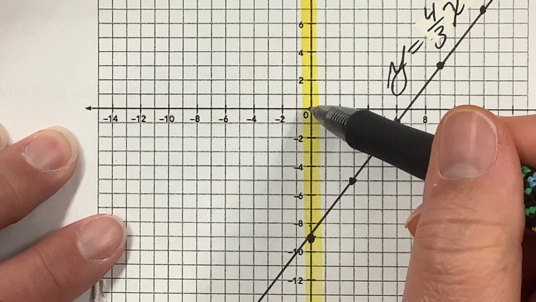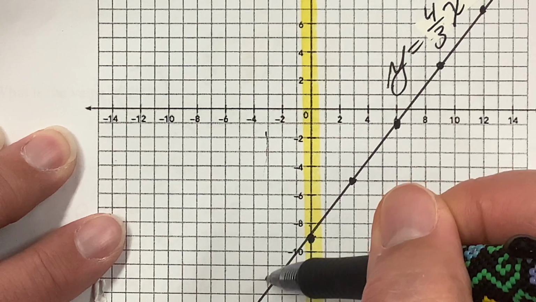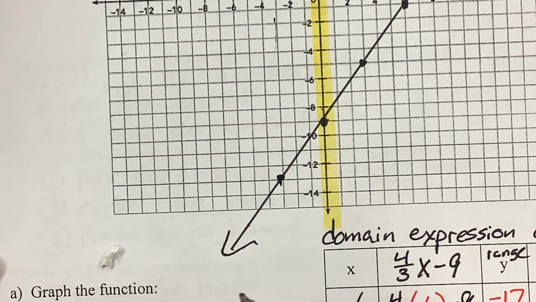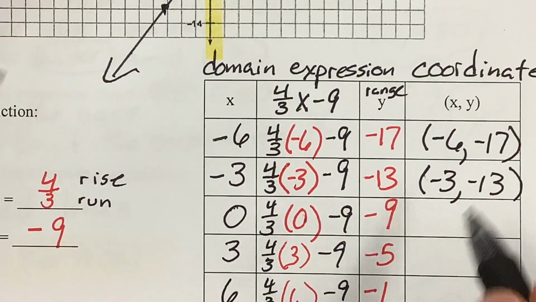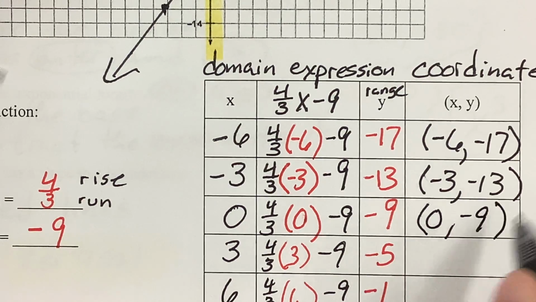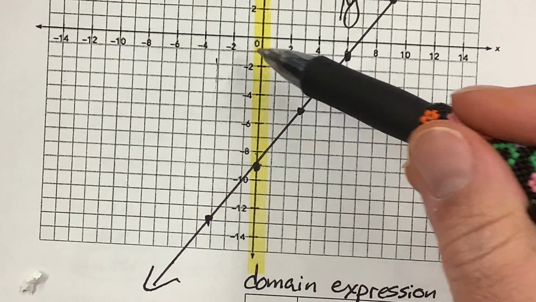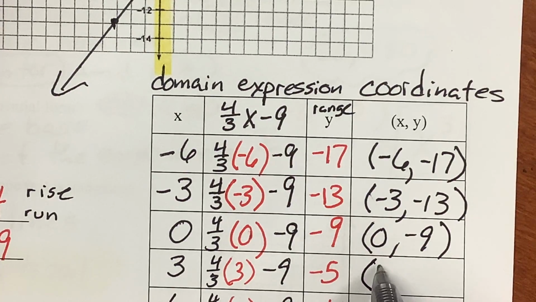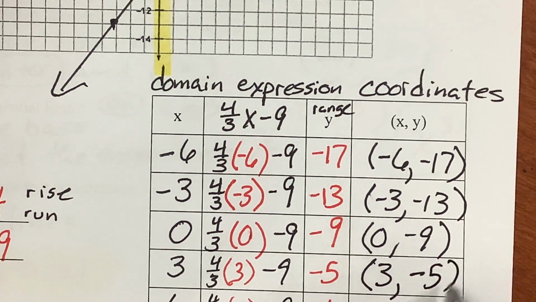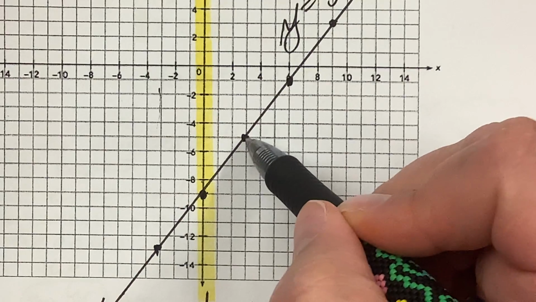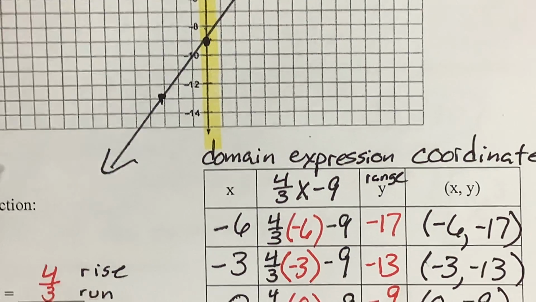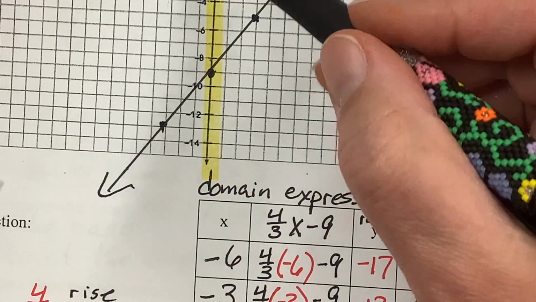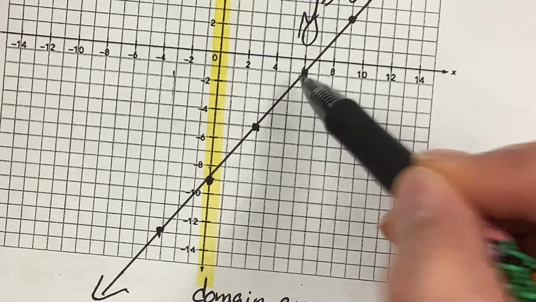Here we are. -3 all the way down. Look at that. We do have a point right there at -3, -13. And we already had the line drawn. 0, -9. Well, that's right there. This is 0 all the way down to -9. 3, -5. 3 to the right, down 5, right there. 6, -1. So 6 to the right, down 1. Look at that, the point is right there.